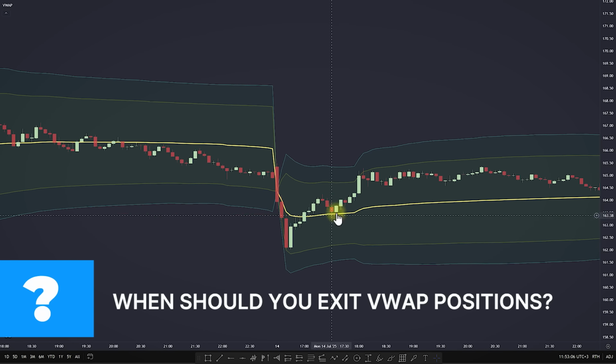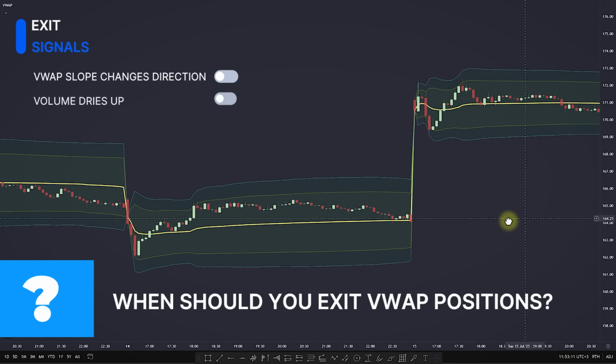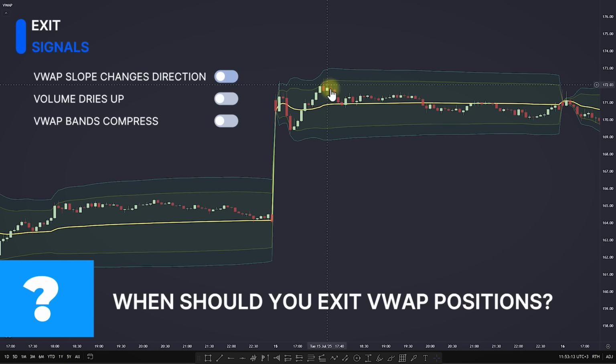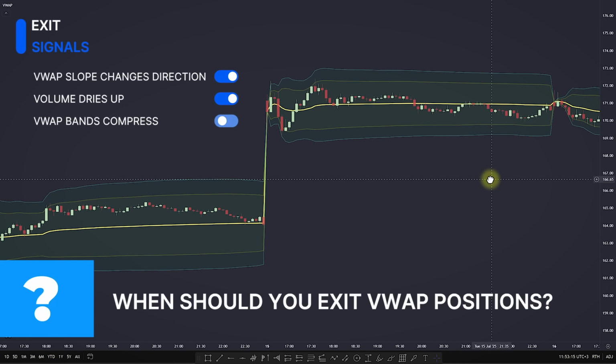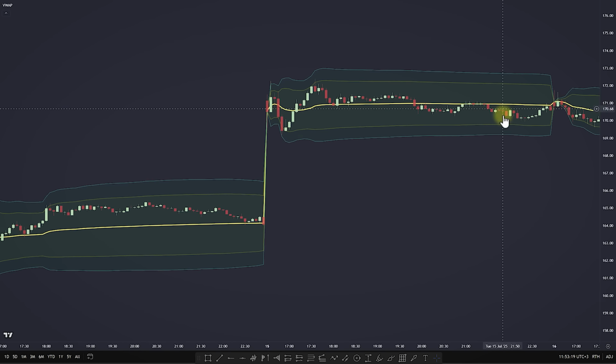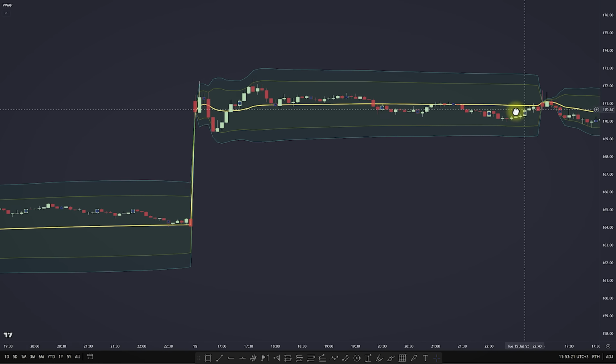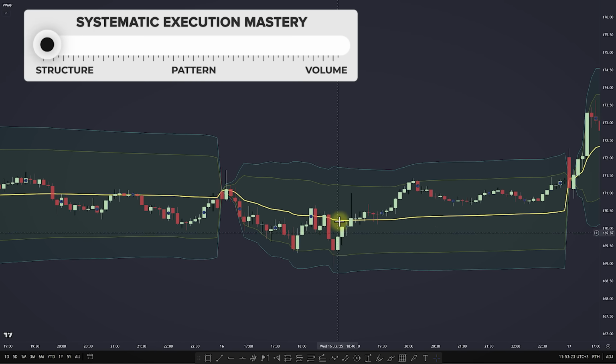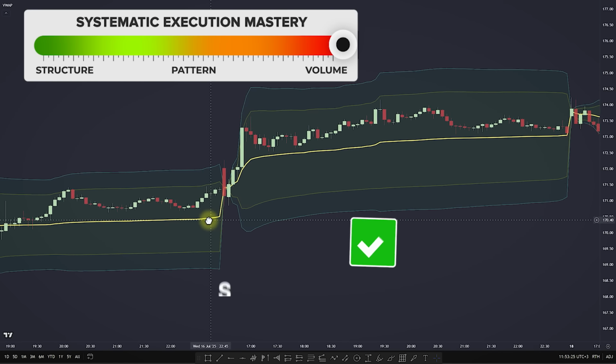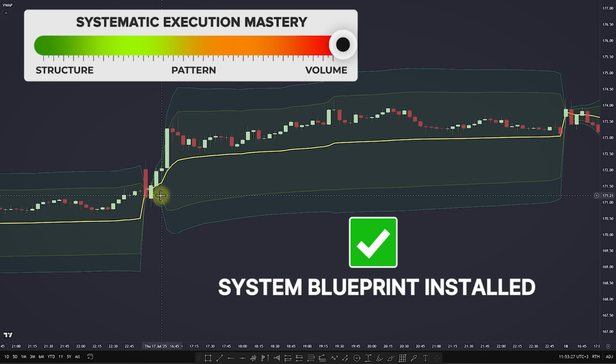Exit signals are just as important as entries. When VWAP slope changes direction, volume dries up, or bands compress, institutional activity is shifting. Time to reassess your position. The key takeaway is systematic execution. Every decision is based on VWAP structure, not emotions or hunches.